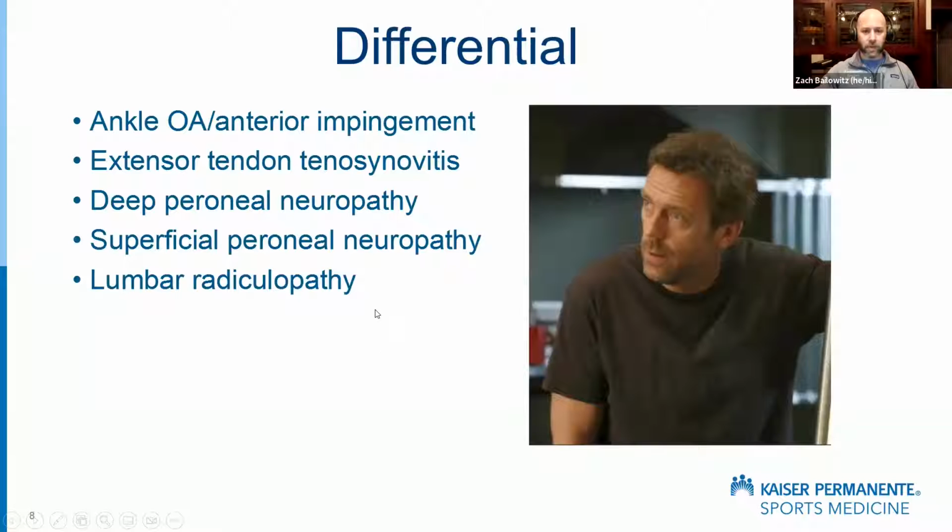So from a differential standpoint, anterior ankle pain, a lot of times we do think of things like ankle OA or anterior impingement. Extensor tendon tenosynovitis certainly can be something that can cause anterior ankle pain. In this case, I was worried about her deep peroneal nerve, given the distribution of her numbness, as well as maybe some involvement of the superficial peroneal nerve. And then, always thinking about a lumbar radiculopathy as well.